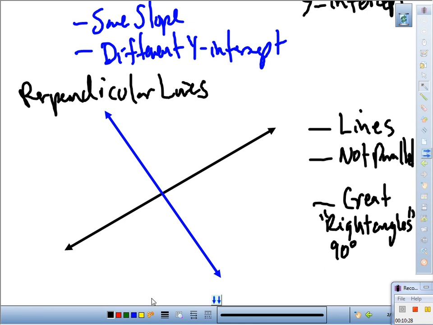So, let's go with this last one. To identify that they create 90-degree angles, this is what you would do. Label this with a little angle here, angle here, angle here, and angle here. All those four are 90-degree angles. 90-degree angles. All right.